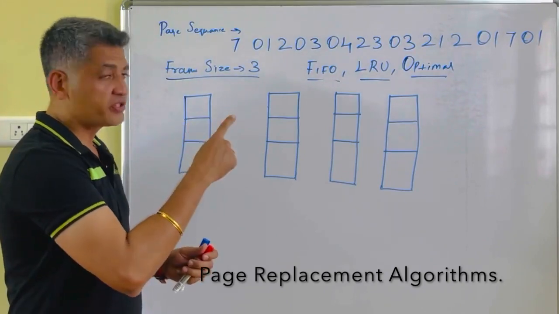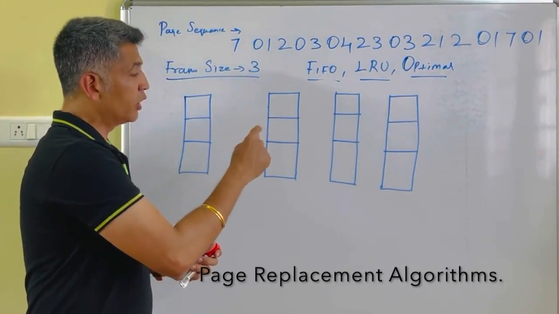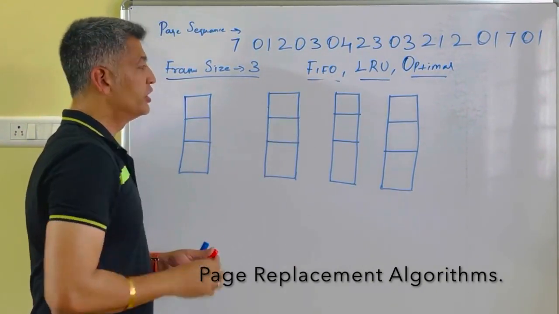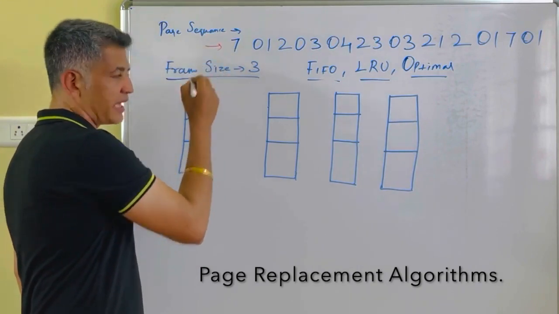So in the least recently used algorithm, right? Okay, the previous one we have seen is first in first out. Now we are going to discuss the least recently used algorithm. In this, again, I have taken the same page sequence.